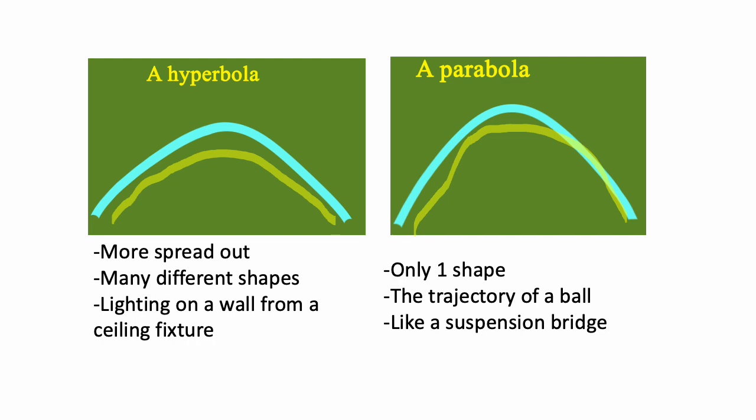A hyperbola is found when a wall cuts through a cone of light from a ceiling fixture. A parabola is seen with the trajectory of a ball that's thrown and a suspension bridge.